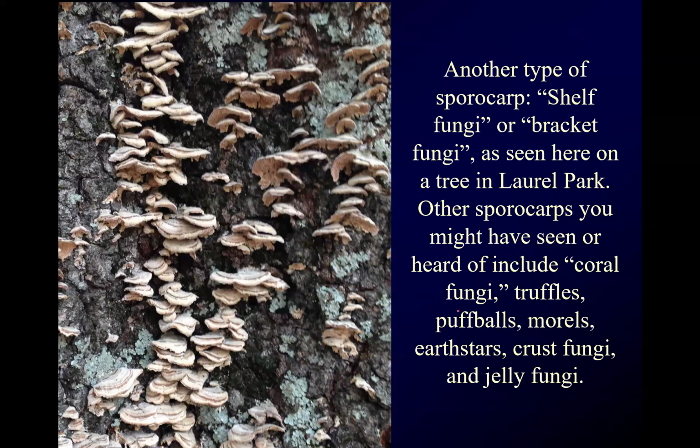Another type that you might see, that was a tree in Laurel Park that I photographed years ago. Growing out of that tree, you have a whole bunch of semicircular things that look like little shelves, and those are called shelf fungi or bracket fungi. You'll see a lot of these on rotting wood. There's a few of these that are edible. There's a species called chicken of the woods that's actually quite tasty. And that's another type of sporocarp.